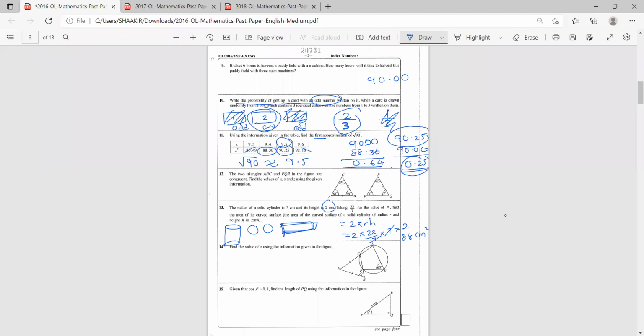Okay, now let's go to question number 14. In question number 14, they have given to find the magnitude.